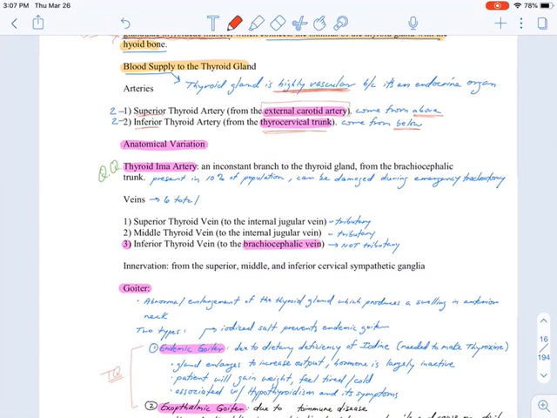Every once in a while we'll see a test question about where they're actually coming from as far as other arteries.